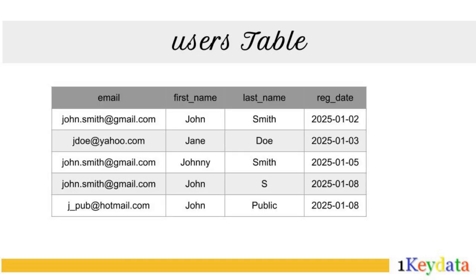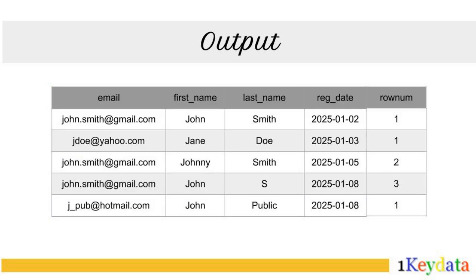Let's say you have a user registration table called users, as shown here. Given that some users have registered more than once, you want to find out which email has duplicate entries. You can achieve this using the code here. And here's the output. Note that john.smith@gmail.com appears 3 times in the users table, so these rows have a row number value of 1, 2, 3, with the earliest entry getting a value of 1.